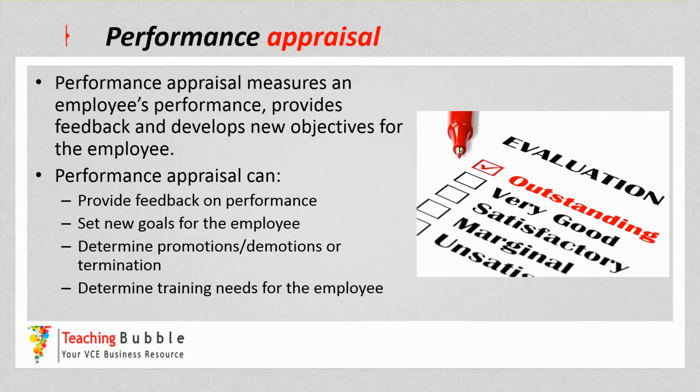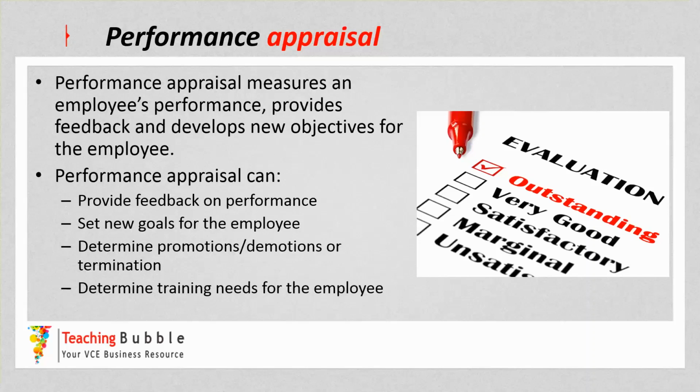Next is performance appraisal, and a performance appraisal measures an employee's performance, provides feedback, and then develops new objectives for the employee. It is often done every 12 months, so once a year, often an employee will be appraised. It can provide feedback on the performance to the employee so they know how they're travelling. It also sets new goals for the employee.